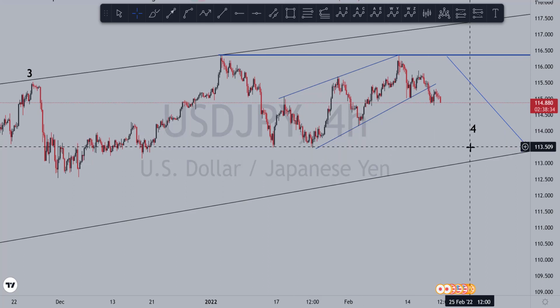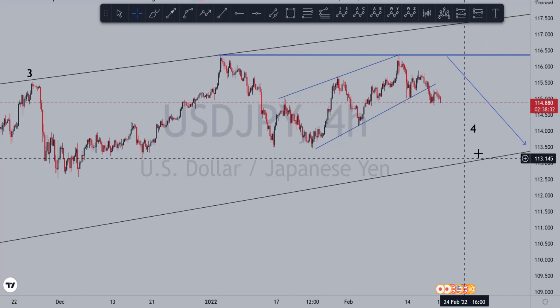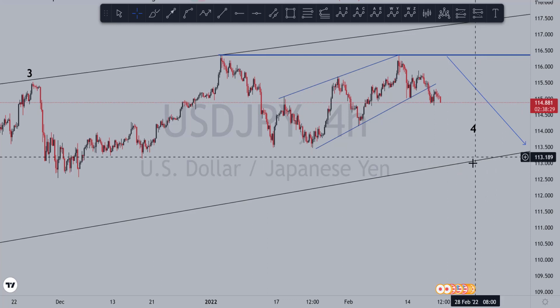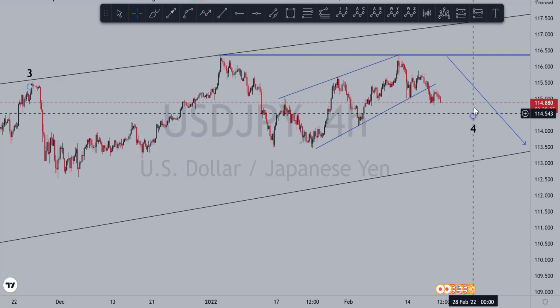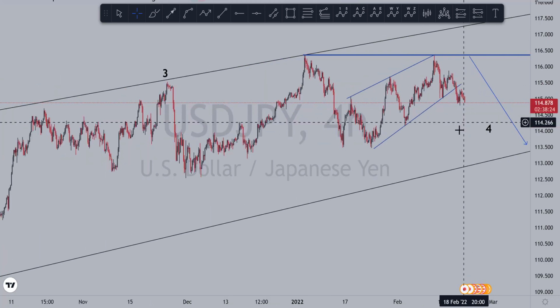Then you can take profit and start planning about the trade that we are talking about here of buying to the upside. This one will be a very long term trade to take.